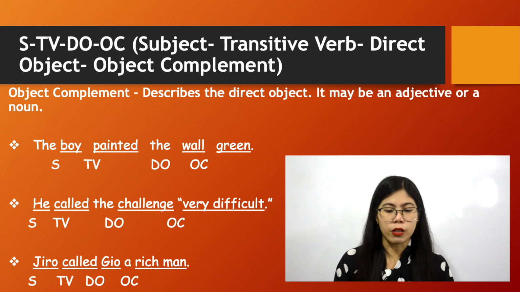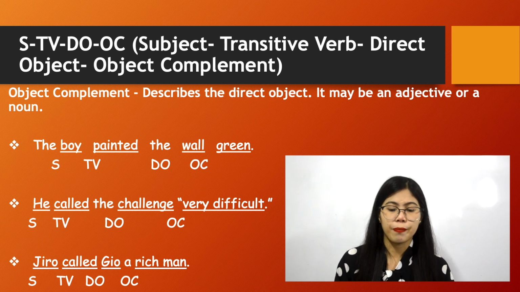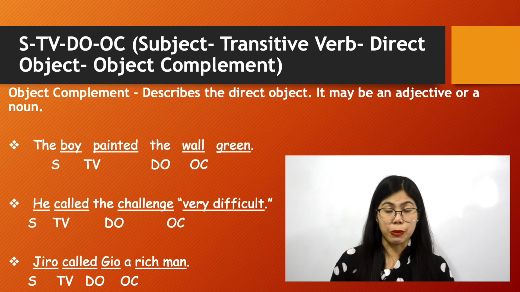Next example. Jiro called Gio a rich man. Again, let's find the direct object by asking, who did Jiro call? The answer is Gio. So this will be our direct object. Now, to find the object complement, let's ask, how is Gio described in the sentence? Okay, a rich man. So rich man is our object complement because it describes the direct object, who is Gio.